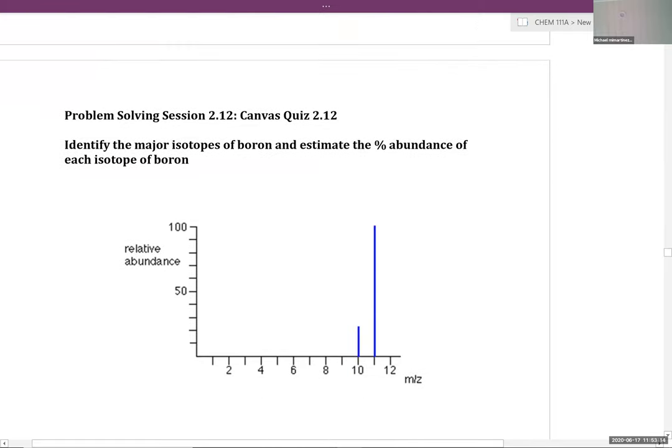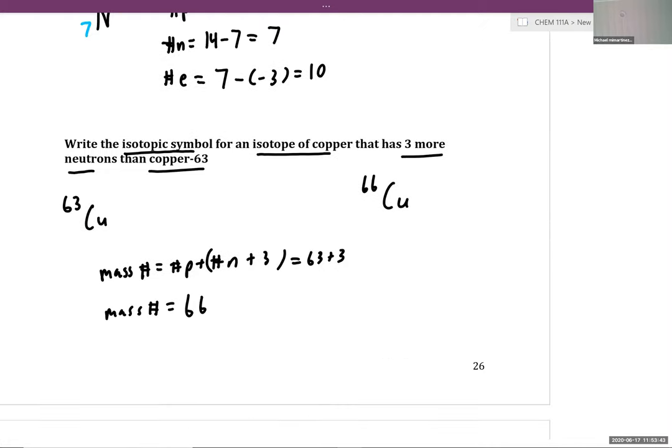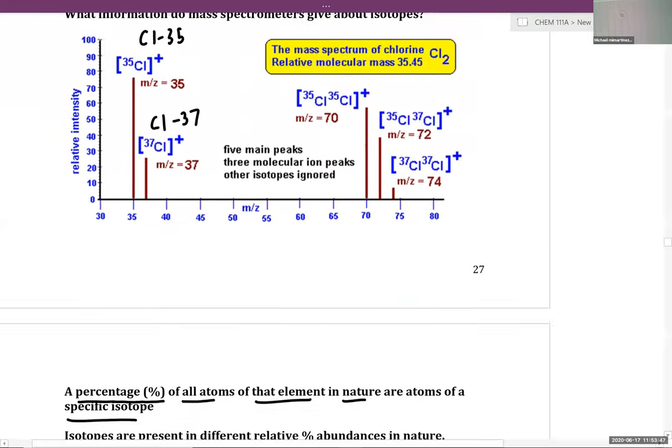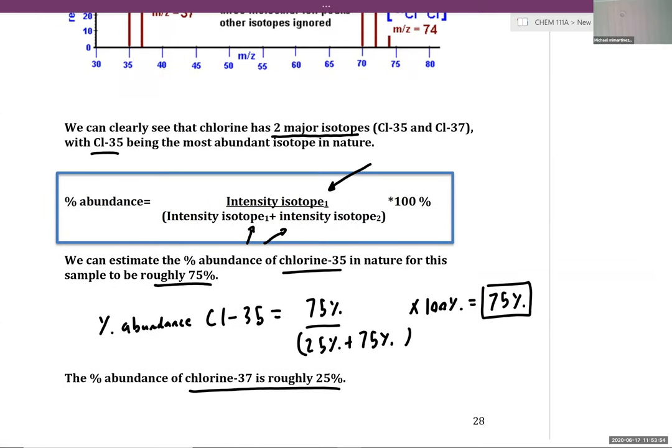So I'd like you to open up Canvas Quiz 2.12, and we'll spend about 2 to 3 minutes working on the following example. So to answer the 2 questions that I see in the chat, no, the intensities don't have to add to 100. Your percent abundances will, however. And the 75% in this earlier example, that 75% essentially says that in nature, 75% of all of our chlorine atoms will be chlorine 35, while the remaining 25% of chlorine atoms in nature will be chlorine 37.